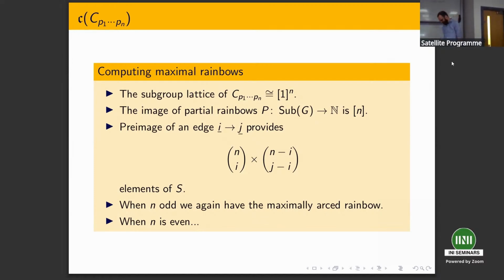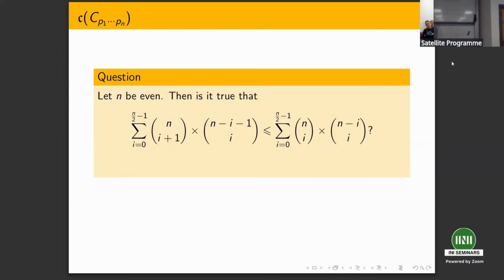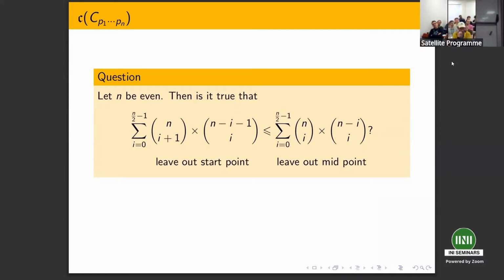And wow. Yeah, so suppose n is even, I need to work out which node i to leave out. How hard could that be? It's combinatorics. It's like binomial coefficients. We can use binomial coefficients to log these things. It's a disaster. So we have to check this. This is what you get if you leave out the start point. This is what you get if you leave out the midpoint, and you can probably convince yourself, sat in your seat now, that if it's going to be leaving out one of them, it's going to be the start point or the midpoint. And you have to prove this inequality.